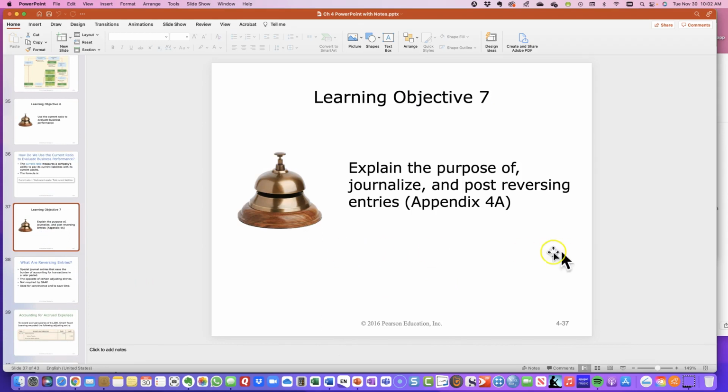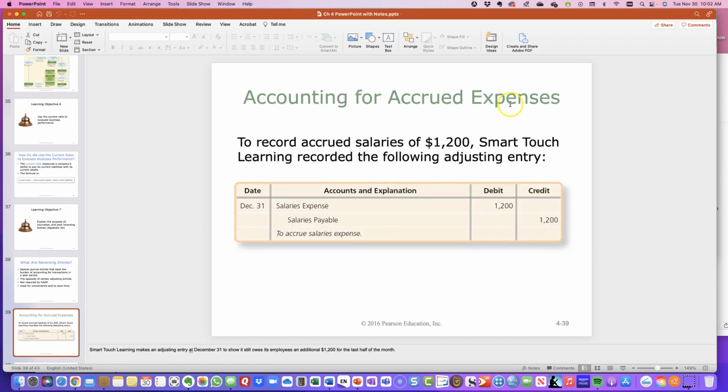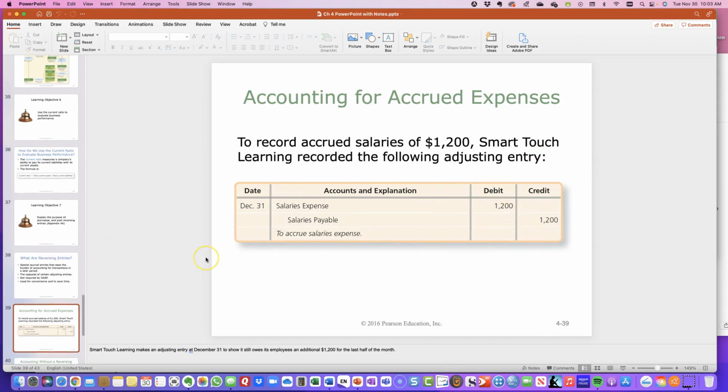And then the last learning objective here is reversing entries. Reversing entries are not really required by GAAP, but in industry, we do these. For example, here you're accounting for accrued expenses, so you're going to put salaries expense of $1,200 and then salaries payable of $1,200. We're doing that as of December 31st to show that these expenses are incurred, and we want to produce this journal entry.